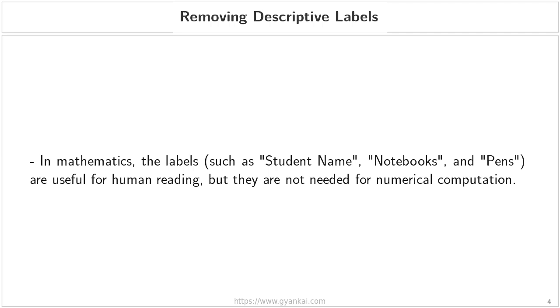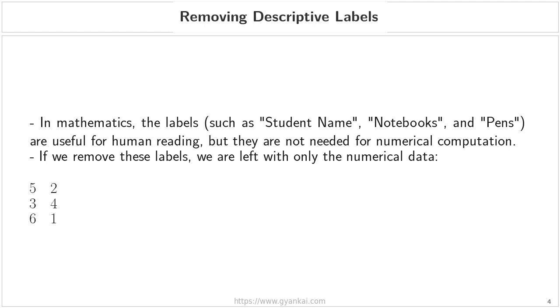Removing descriptive labels. Now that we have our data neatly organized in a table, let's look at how we transition from a standard table to a mathematical structure. You will notice that in our table, we have labels such as student name, notebooks, and pens. While these headings are incredibly useful for us as humans to understand what the data represents, they are not necessary when we perform actual numerical computations or mathematical analysis.